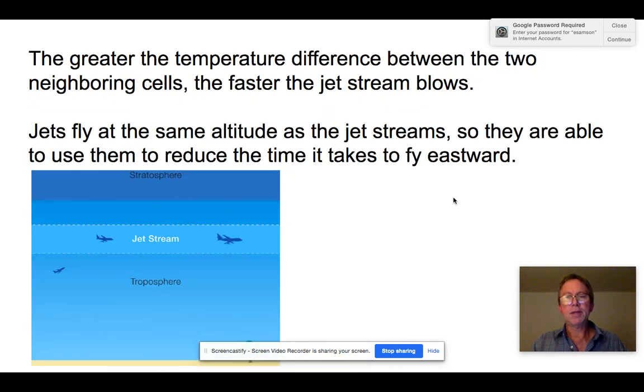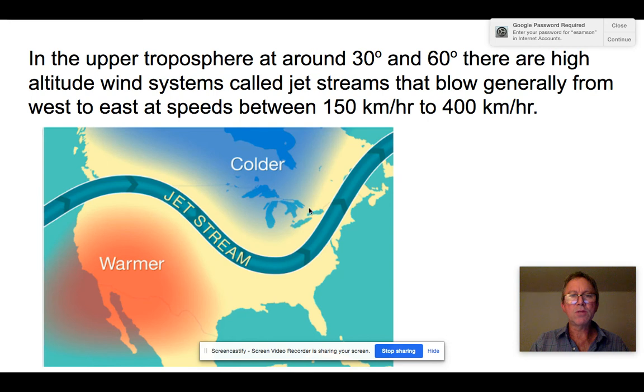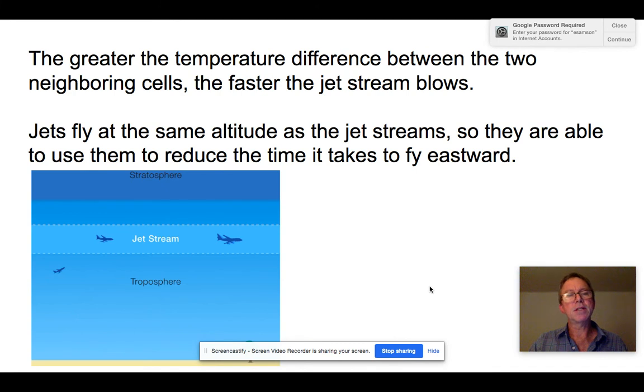Now, the greater the temperature difference between the two sides of these cells, so here we've got the Hadley cell, and here we've got the Ferrel cell. We've got a temperature difference between them. The greater the temperature difference between them, the more pressure difference there is, and the faster these winds blow. And what happens is they're near the top of the troposphere, kind of near the bottom of the stratosphere.